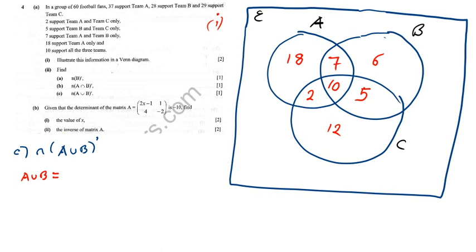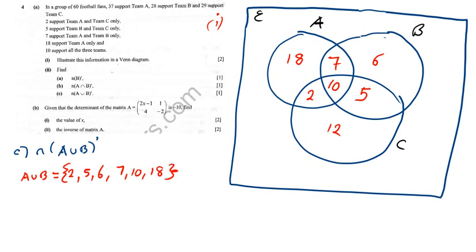So combining these two sets, set A and B, we combine those sets. Combining A and B, we are getting 2, 5, 6, 7, 10 and 18. So that's our A union B.